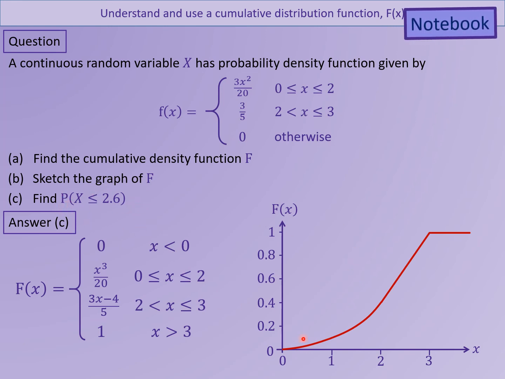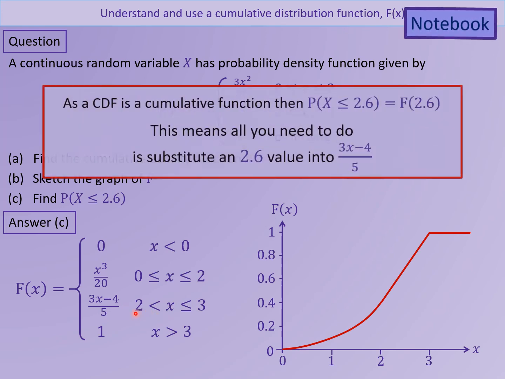But now you've got a CDF, all you need to say is, well, if I want 2.6, 2.6 is in here, so all I need to do is substitute it into that formula. That's it. I don't need to worry about anything else before it. All I need to do is just put it straight into this bit. The same rules apply if it was greater than and all those sorts of things. You might have to do 1 minus, but the CDFs are very good for working out probabilities.